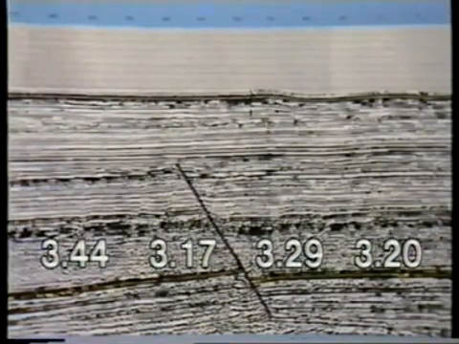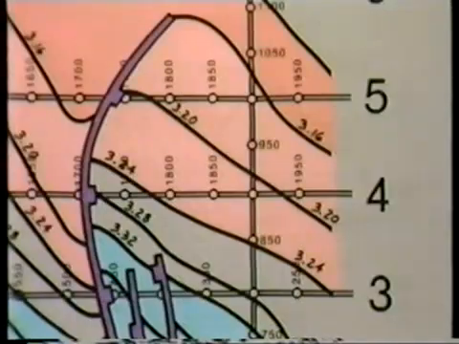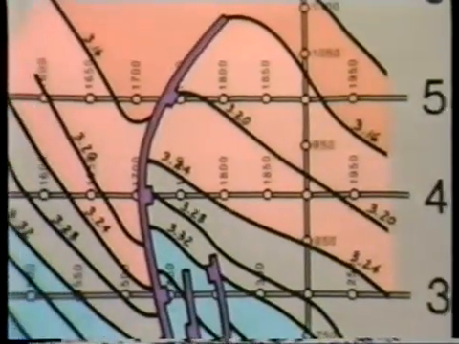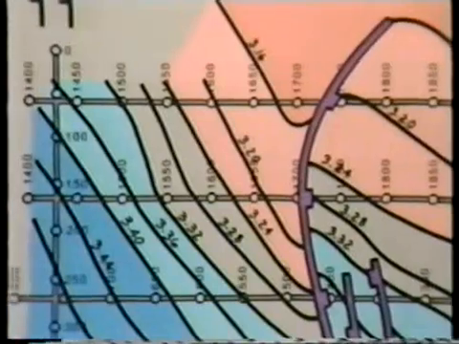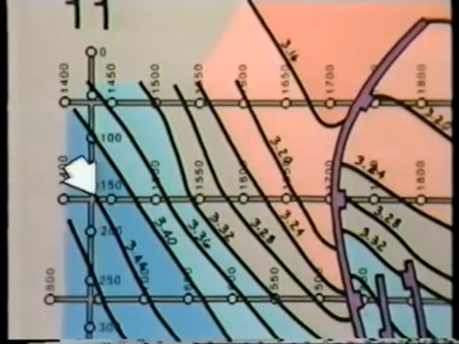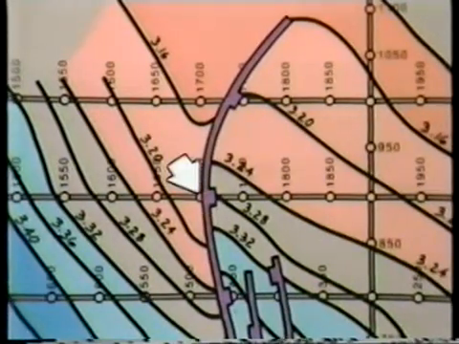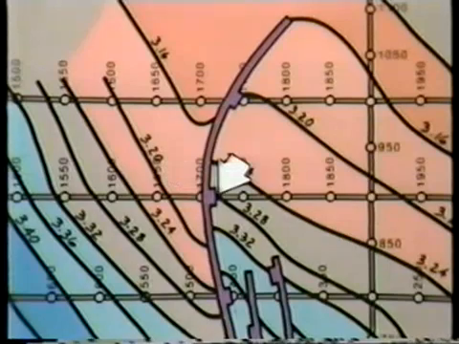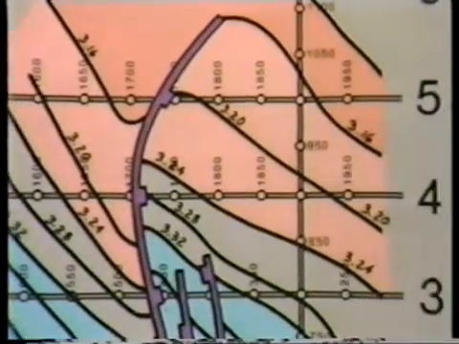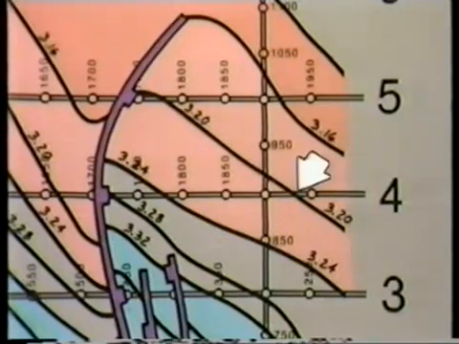Show me that on the contour map. Line 4, near the west end, about 3.44 seconds, as you said. Then rising steadily, and steadily means equally spaced contours, up to 3.17 seconds at the fault. Then downthrown to about 3.29 seconds. And then rising to about 3.20 seconds at the east end.